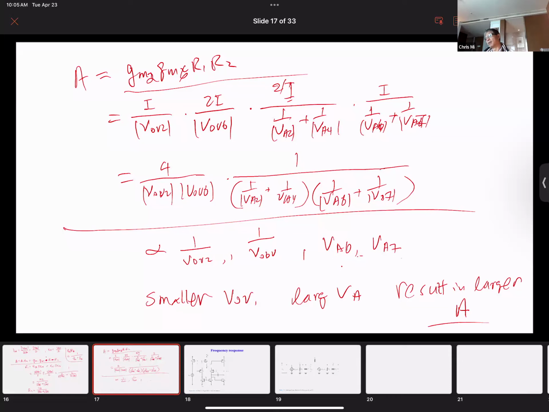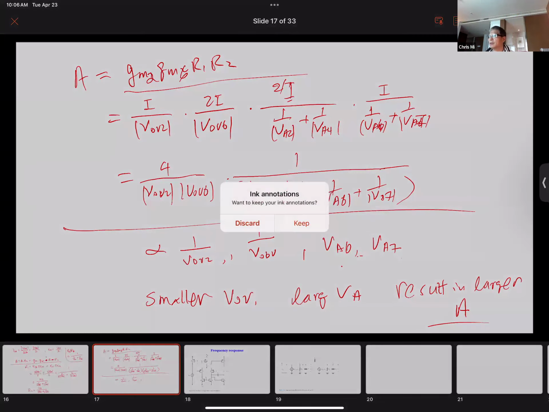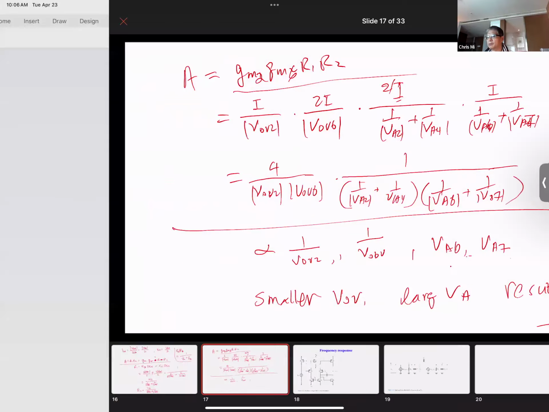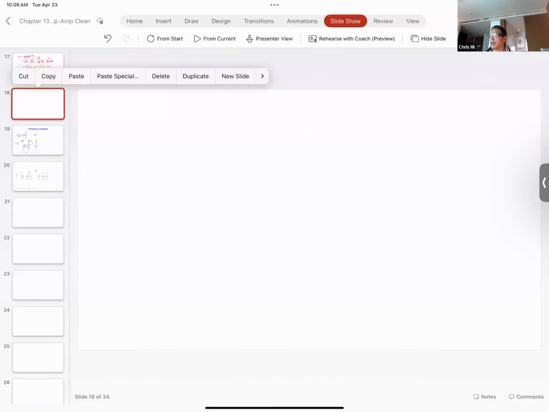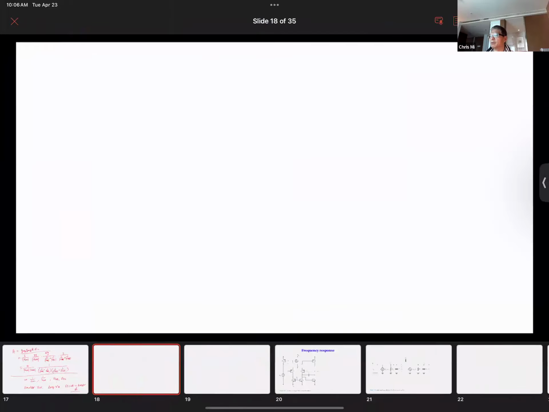So that basically goes back to, okay, you want to design your amplifier, you want a larger gain. What you can do is design a smaller VOV and a larger VA. So then we get this really large gain. So in fact, before I go to the frequency response, I also want to talk about input and output resistance. So let's look at input resistance.